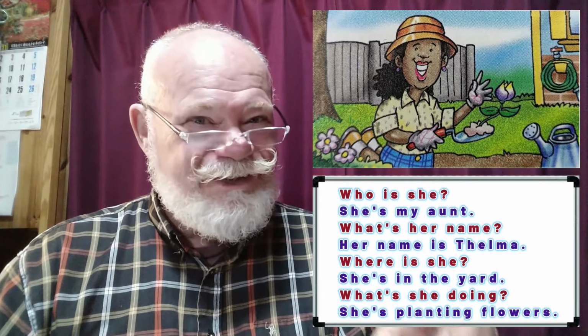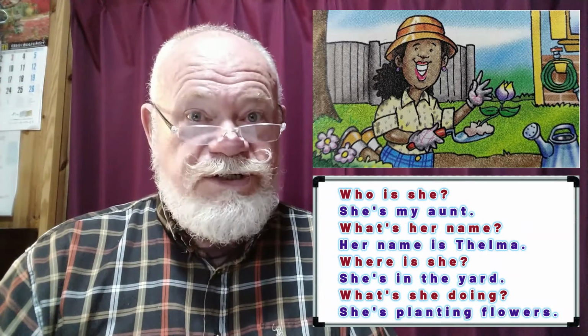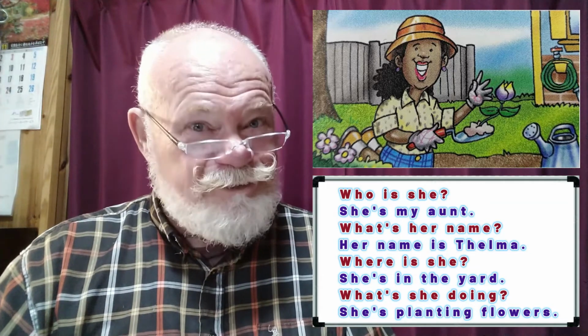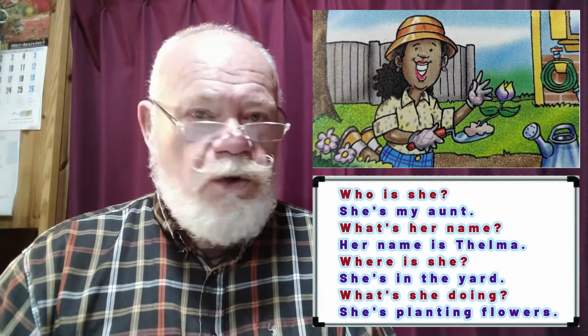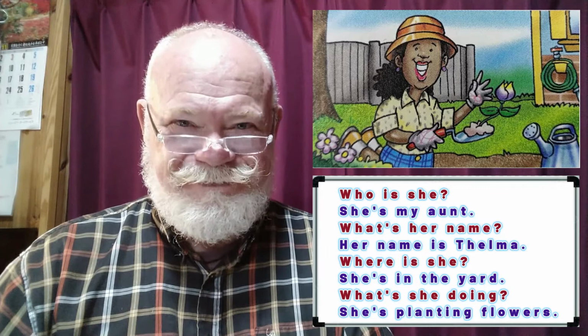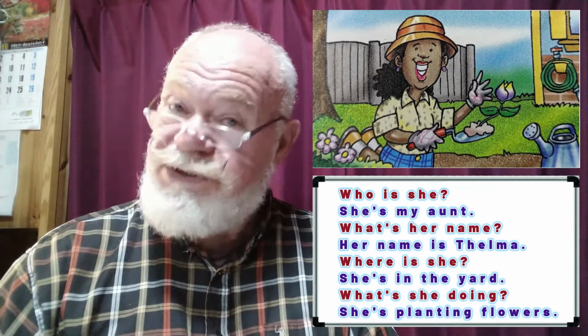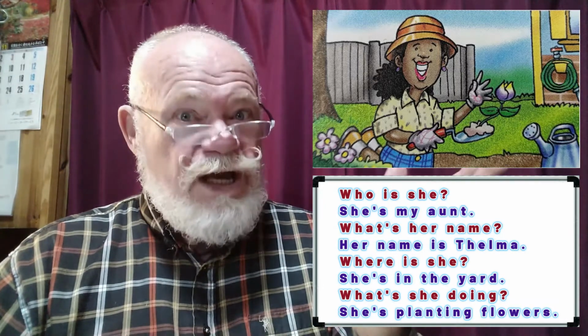Okay, let's go to the next photo. Oh, you see in this photo, there's a lady. Where is she? Well, we'll get to that in just a minute. Let's go to our dialogue, shall we? Let's ask a question. This time it's a female, so you will say, who is she? She's my aunt. What's her name? Thelma. Where is she? She's in the yard. Oh, what's she doing? You see, she's planting flowers.